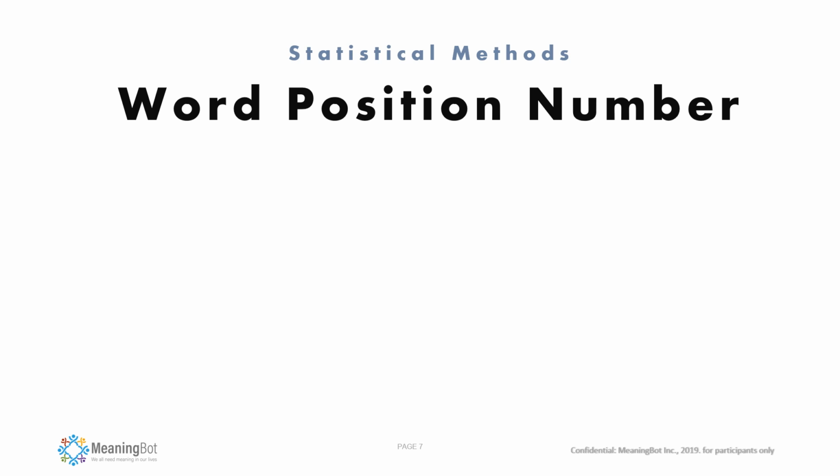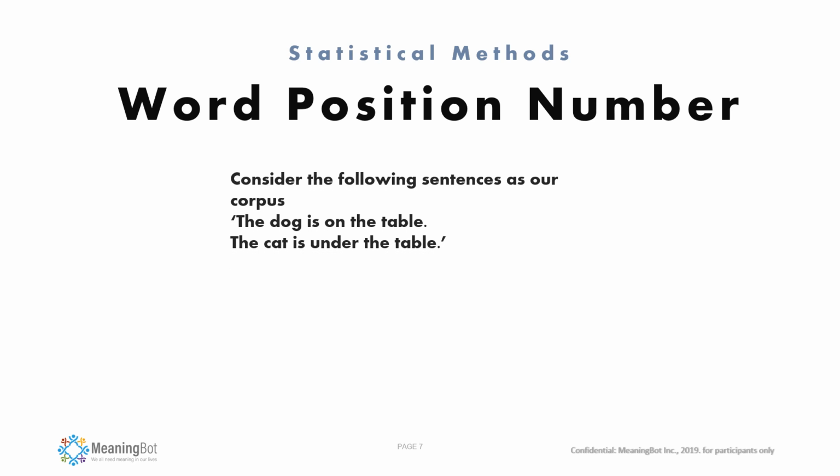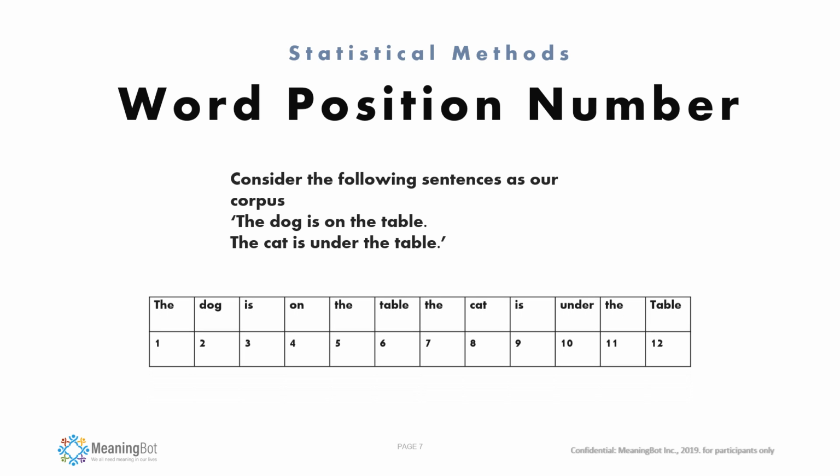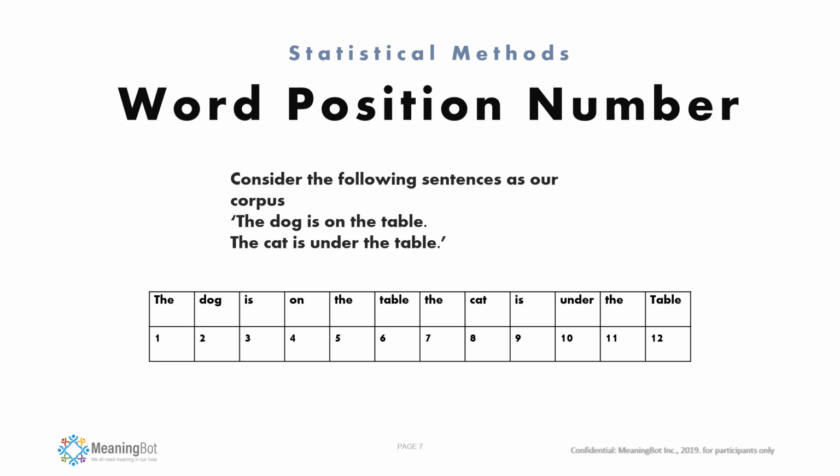Instead of using the words in a sentence, we could just use their position numbers. For example, consider the corpus of two sentences. The dog is on the table. The cat is under the table. As shown in this table, each word has an accompanying number written below it. It's the position of that word in the corpus. If we have 100 words in the given corpus, the first word would be represented as 1, and the last word would be 100.